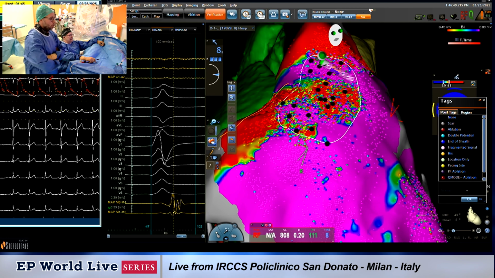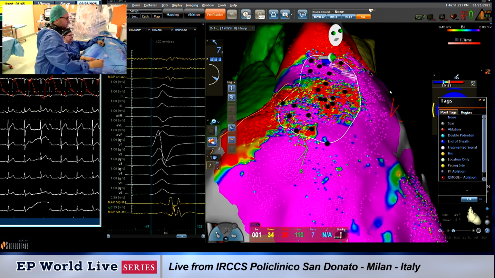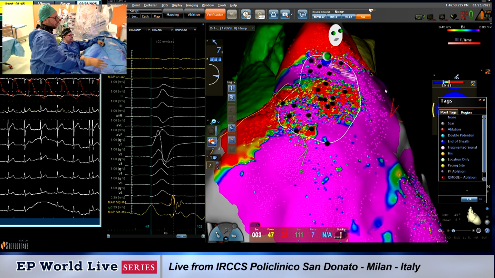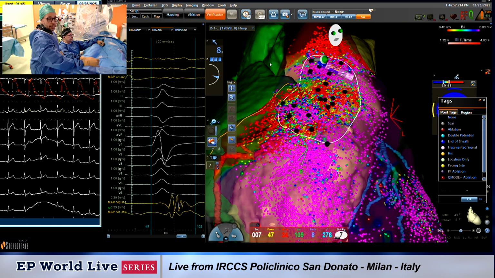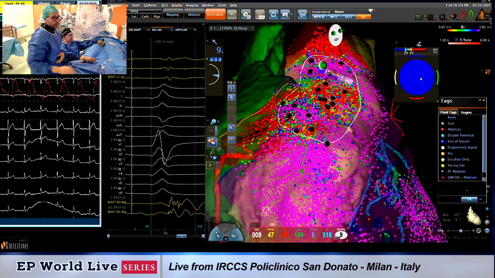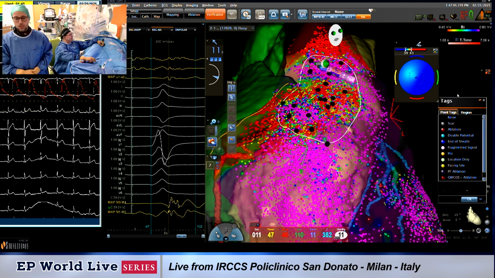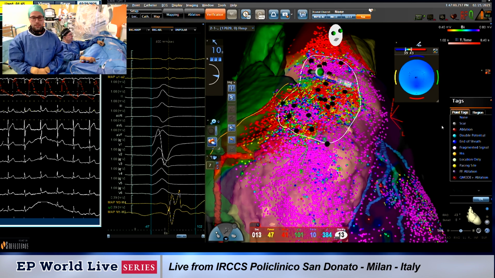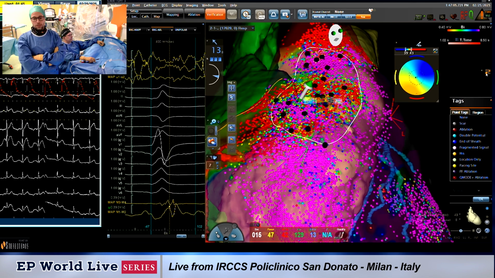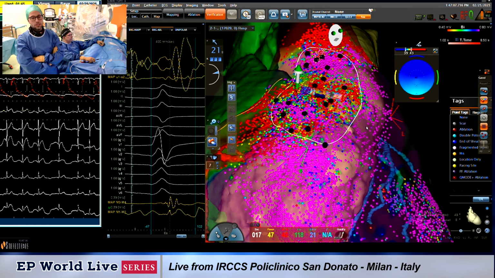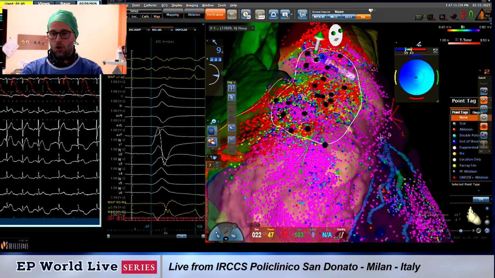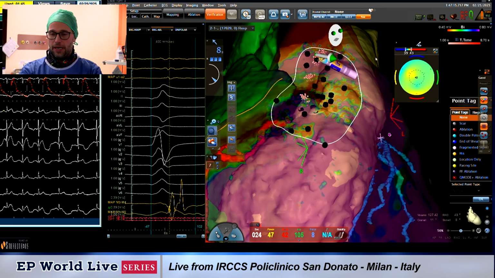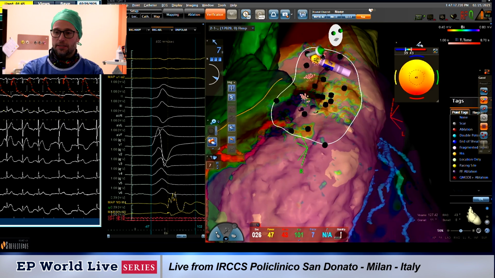So, at the moment we are sitting in the area of the substrate, you see the signals in the QDOT catheter. You see the fractionation. You can appreciate in the distal and in the proximal the fractionation in the signals. So we are performing the ablation, which will cover the entire area of the fractionated signals.